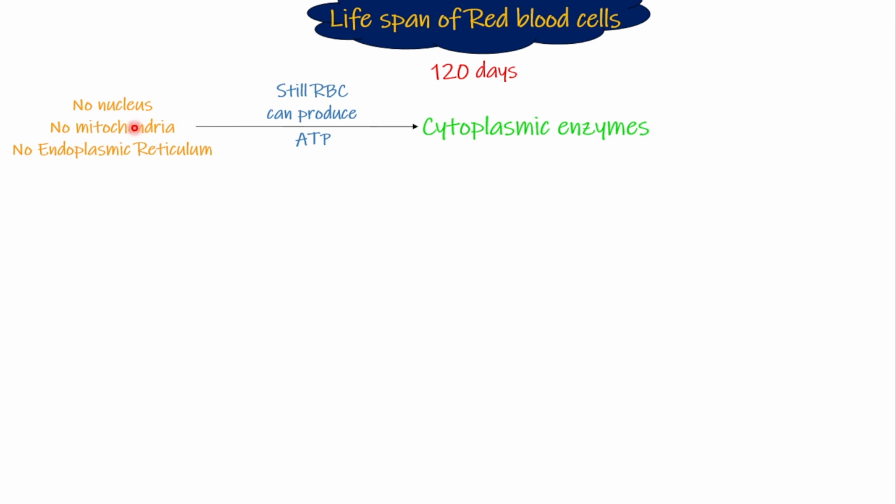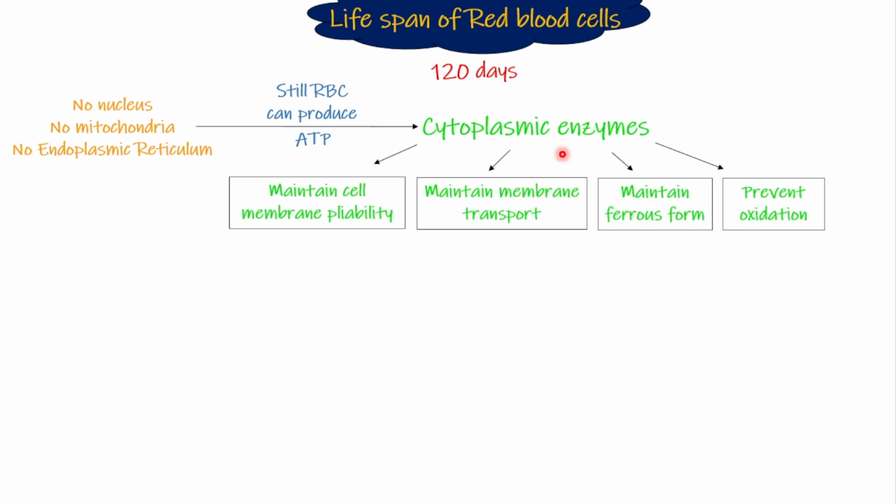The red blood cells don't have a nucleus, mitochondria, or endoplasmic reticulum, but they do have cytoplasmic enzymes within them. Now, what is the function of these cytoplasmic enzymes? These cytoplasmic enzymes basically maintain the cell membrane pliability of RBCs. So cell membrane pliability is very important.